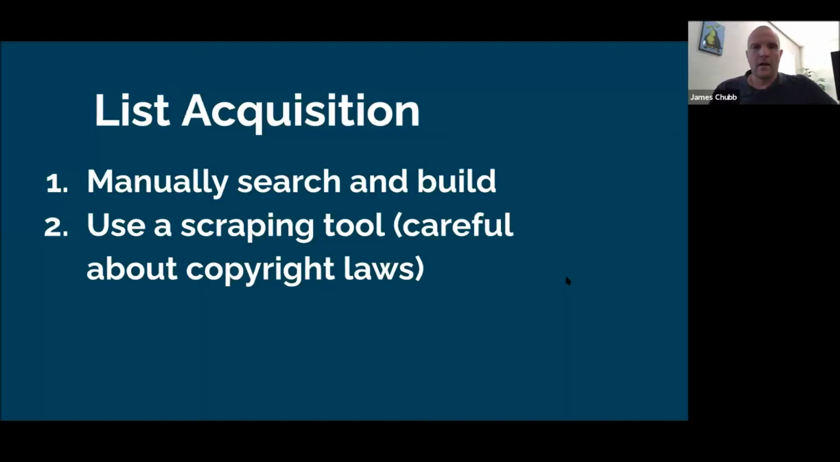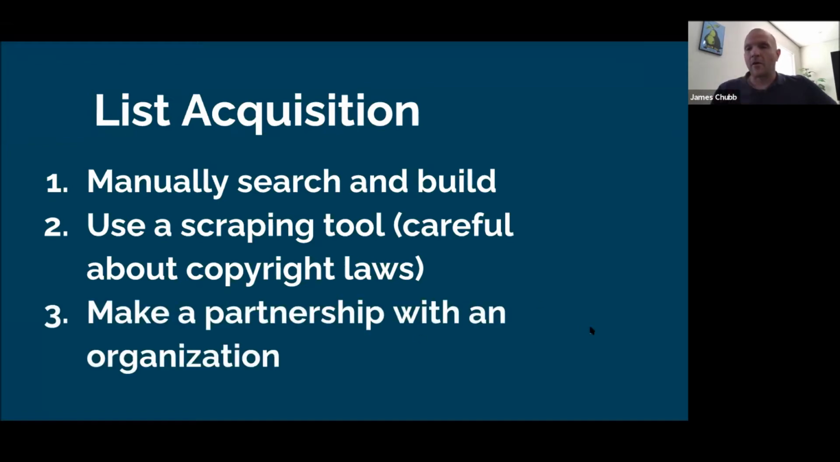And let me jump back to the presentation. Okay. So scraping tools, be careful about copyright law. It depends on the area, but generally you can probably at least scrape name and address data, and then you scrape it and adjust it, etc. You can just research that on Google and figure out how to do that if that's the way you want to start.